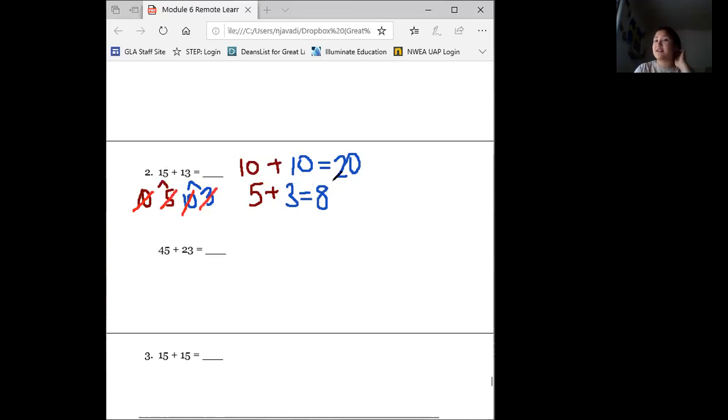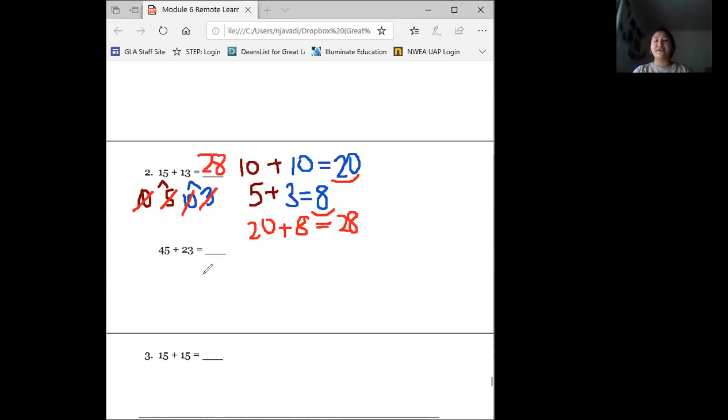Now let's add together the number that we got when we added together the tens and the number that we got when we added together the ones. We got 20 plus 8. 20 plus 8 is equal to, that's right, 20 plus 8 is equal to 28. Go ahead and fill that in on your page.